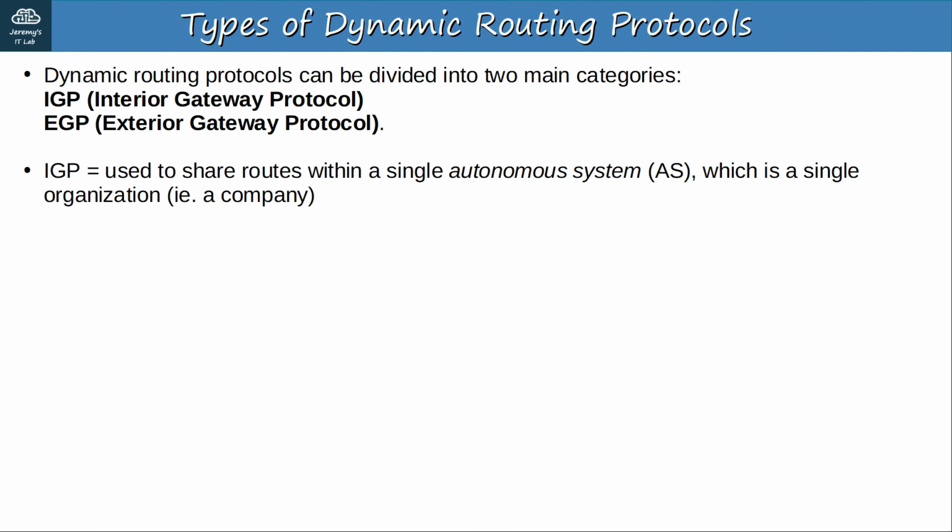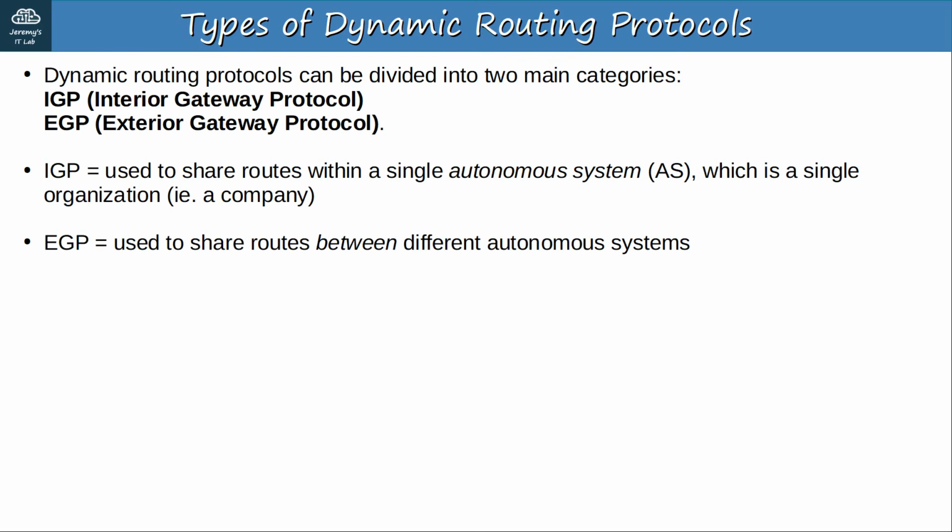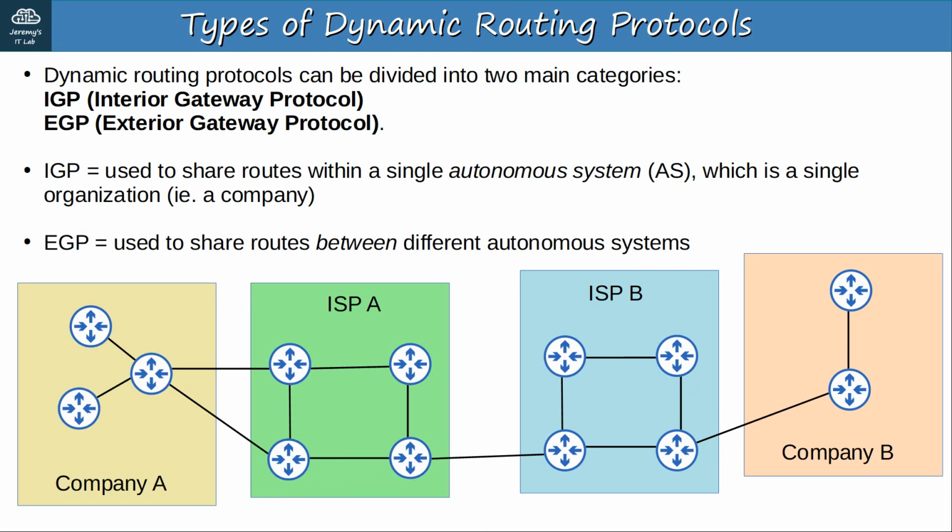IGPs are used to share routes within a single autonomous system, AS, which is a single organization, for example, a company. EGPs are used to share routes between different autonomous systems. Maybe this diagram will make it easier to understand. Company A, Company B, ISP A, and ISP B are each their own autonomous system, AS.